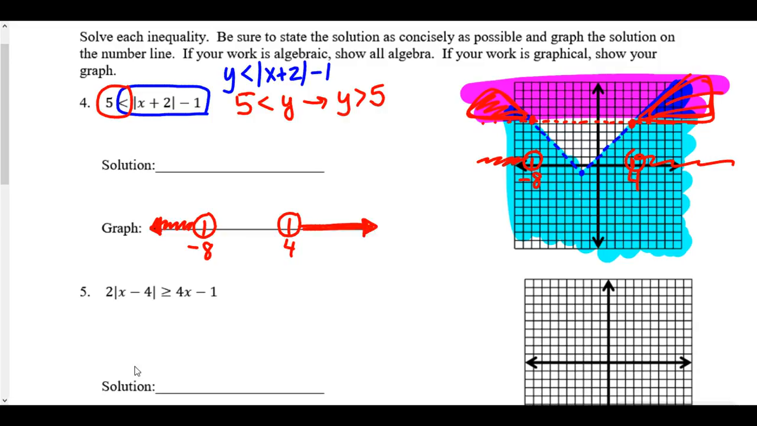If I were writing this as an inequality, I would say x is less than -8. I have to write the word or. X is greater than 4. The word or is important here. You can't be both things. You have to be one or the other.